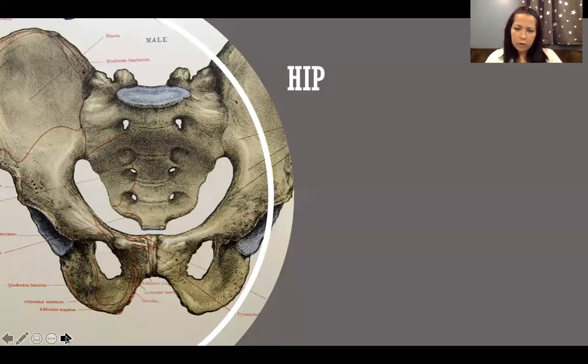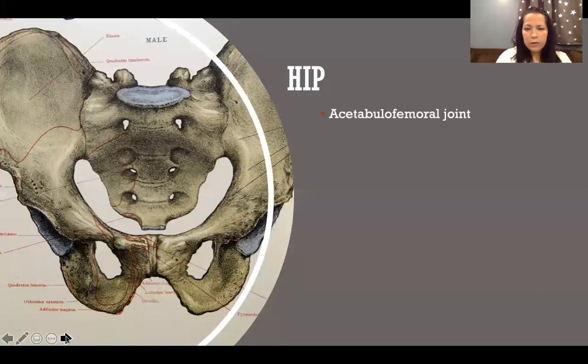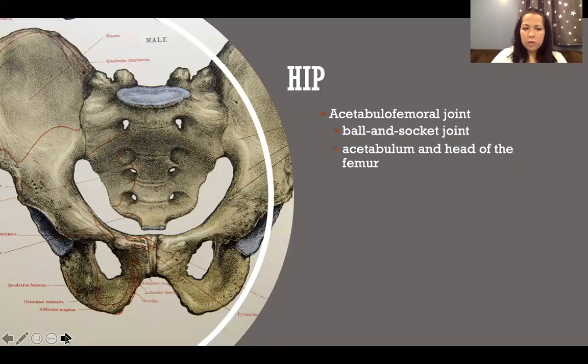Okay, moving down to the lower extremity, the hip complex is made up of three separate joints. All the movement of the hip that we described, that is movement of the acetabulofemoral joint, so our ball and socket joint of the hip. So that's the articulation between the acetabulum, that's the socket of the hip, and the head of the femur.